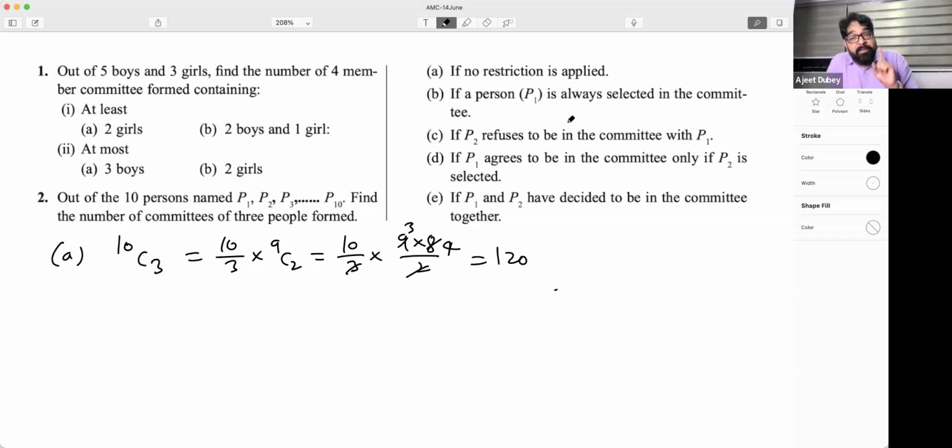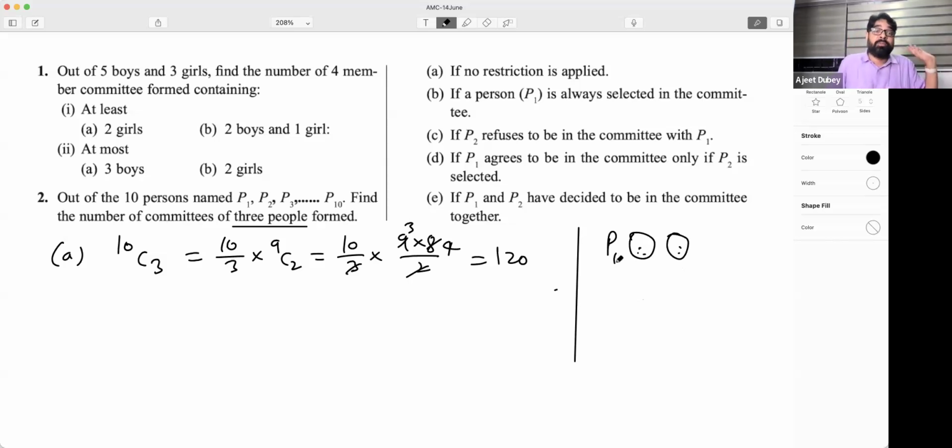Second, if a person P1 is always selected in the committee, then in how many ways can we select 3 people? P1 is always coming. It means P1 is already in your hand, so you have to select 2 more people. P1 says, I am always there. I need 2 more people, from how many people? 9 people.